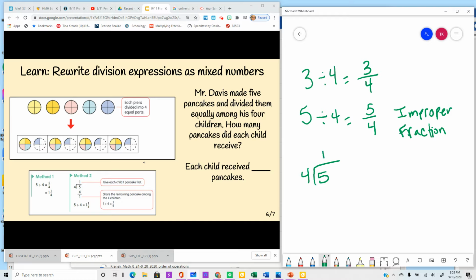So now we know 5 divided by 4 as a fraction, we're dividing it like this. How many groups of 4 can we make from 5? We have 1. We subtract. We have 1 left over, and that's a part. So we write that as a fraction. So each person's going to get 1 1/4. So when we're simplifying improper fractions, we're writing them as what is called a mixed number. So we're taking it from an improper fraction to a mixed number.